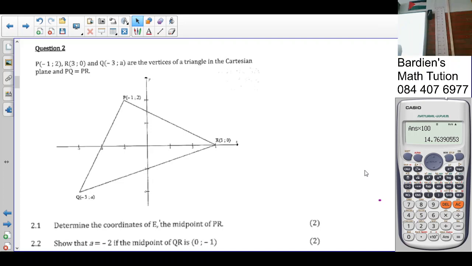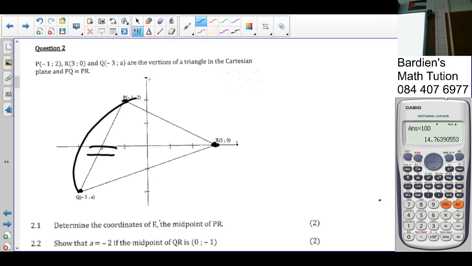So the first question says P, which is negative 1 and 2, which is this point here, R, which is 3 and 0, and Q, which is negative 3 and 0, are the vertices of a triangle in the Cartesian plane. We are also told that PQ is equal to PR. Okay? So the letters are equal there.